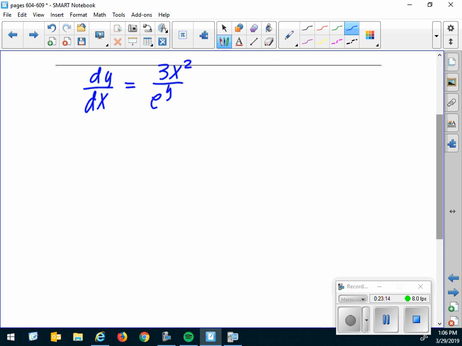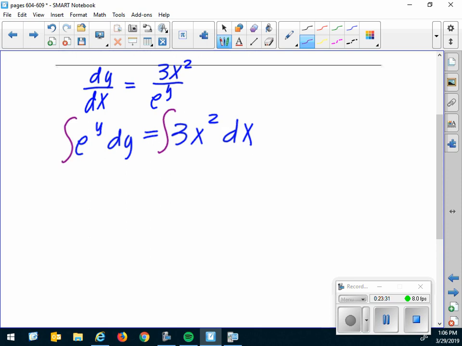Let's separate our variables. So we're going to get e to the y dy equals 3x squared dx. Now we're going to integrate both sides. Now we had this discussion, I believe, the last time we met. What's the integral of e to the y? E to the y, because the derivative of e to the x is e to the x, remember? So this is just e to the y.